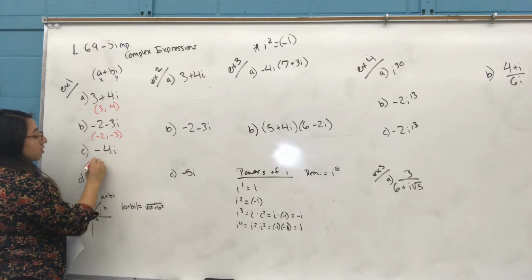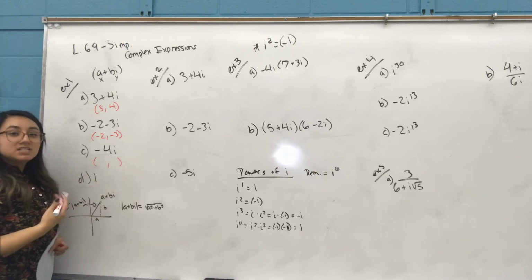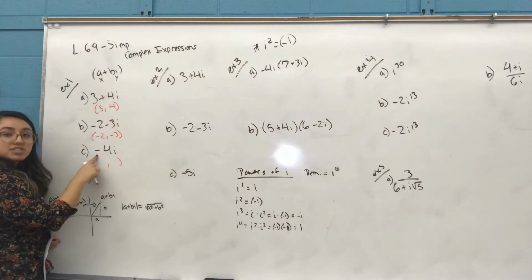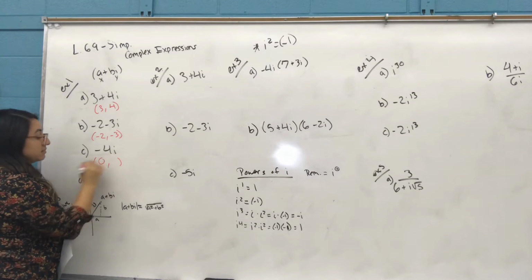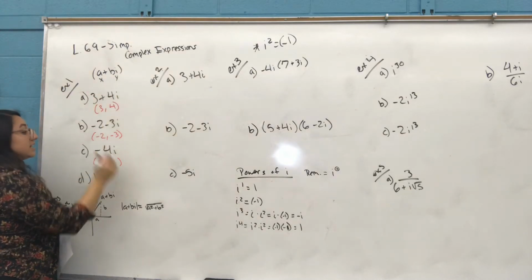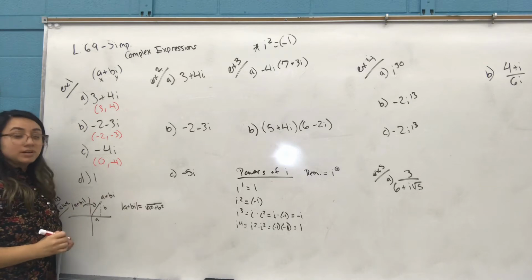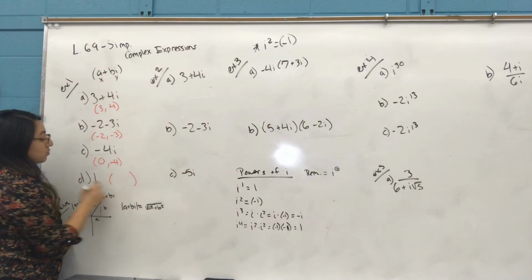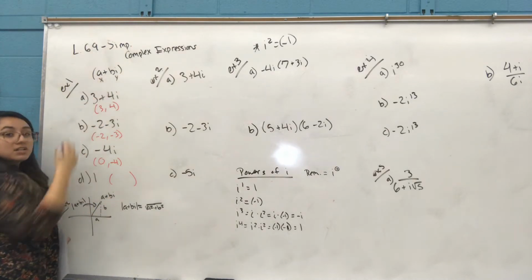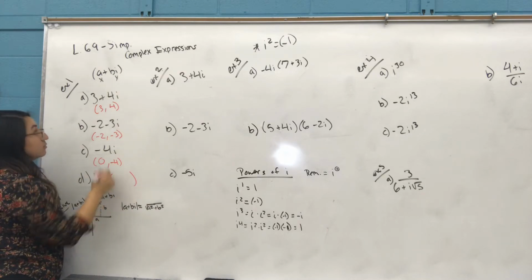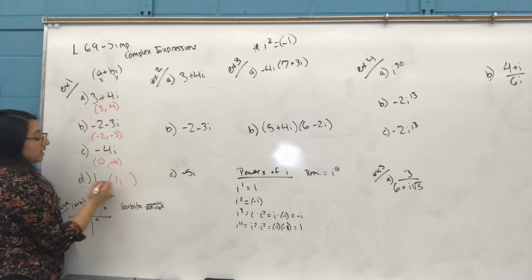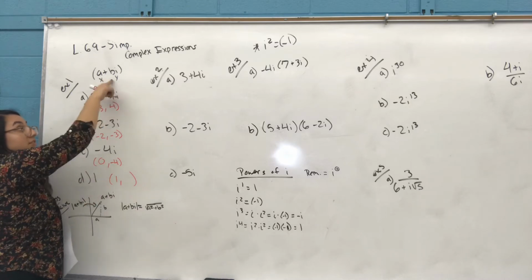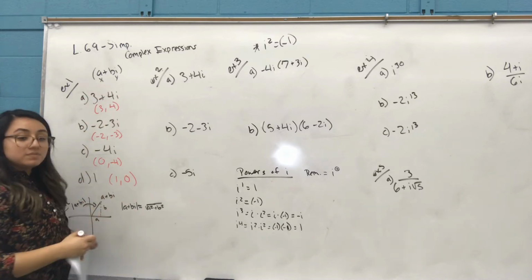C, -4i. A is considered the real number. In this case, it's just -4i. There's no A, so that's going to be 0. Your B is considered -4. Here we have D, which is 1. So 1 is considered a real number. That's going to be your A, which is also your x, so it's going to be 1. There's no imaginary number here for the plus bi, so that's going to be 0.